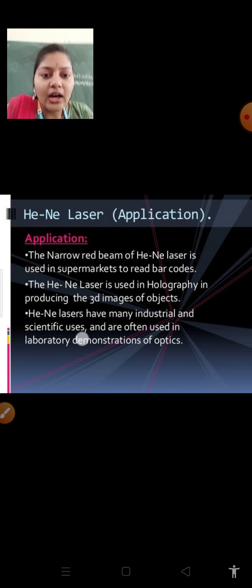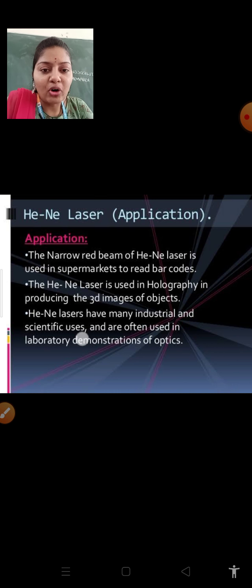So as of now we have discussed the fundamentals of lasers and various types of lasers, based on the output, based on the energy levels, based on the lasing action. Now coming to the applications part of the laser. What are the various applications of lasers?